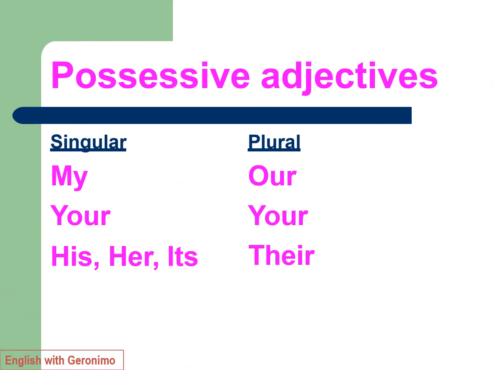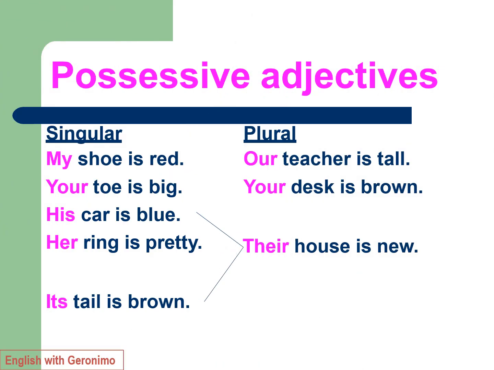So next we have possessive adjectives. Now for singular possessive adjectives, we have my, your, his, her, its. And we have our plural form: our, your, and their. So let's have example sentences of possessive adjectives.